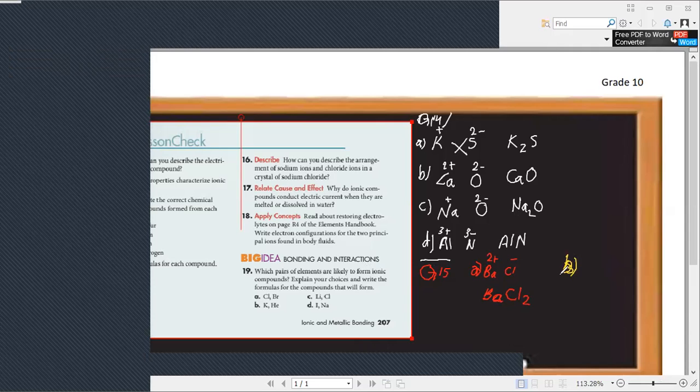Okay, so magnesium and oxygen. We know that magnesium is in group 2A, so it has 2 valence electrons, so it's going to have a positive 2 charge. And oxygen is in 6A, so it has 6 valence electrons, so it's going to have a negative 2 charge. The 2 and 2 cancel out, so it's going to be MgO. Magnesium with positive 2, oxygen negative 2, MgO, cancel out because they have equal charge.